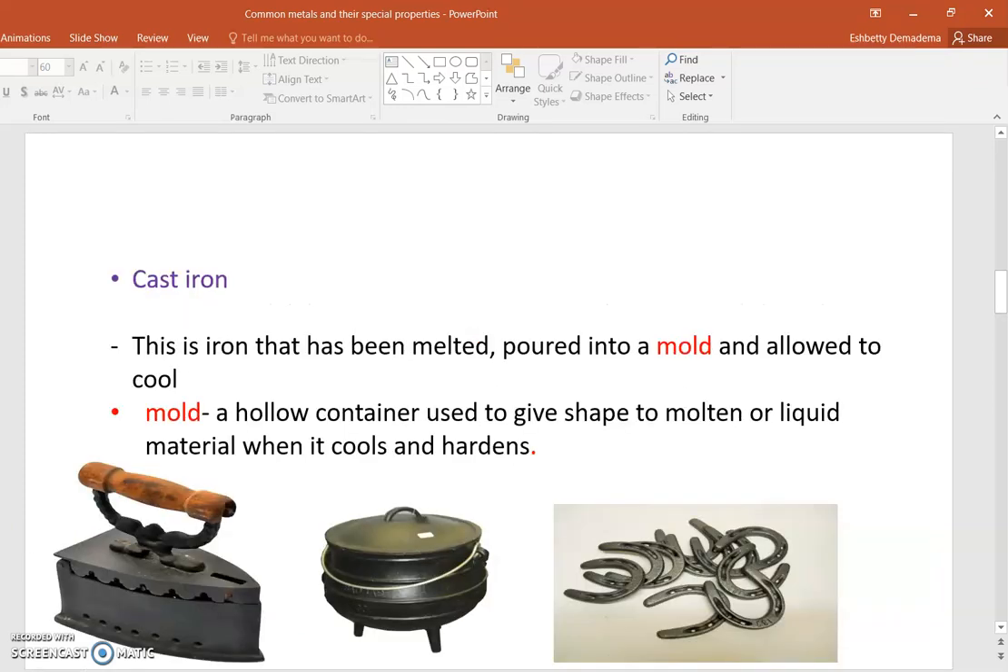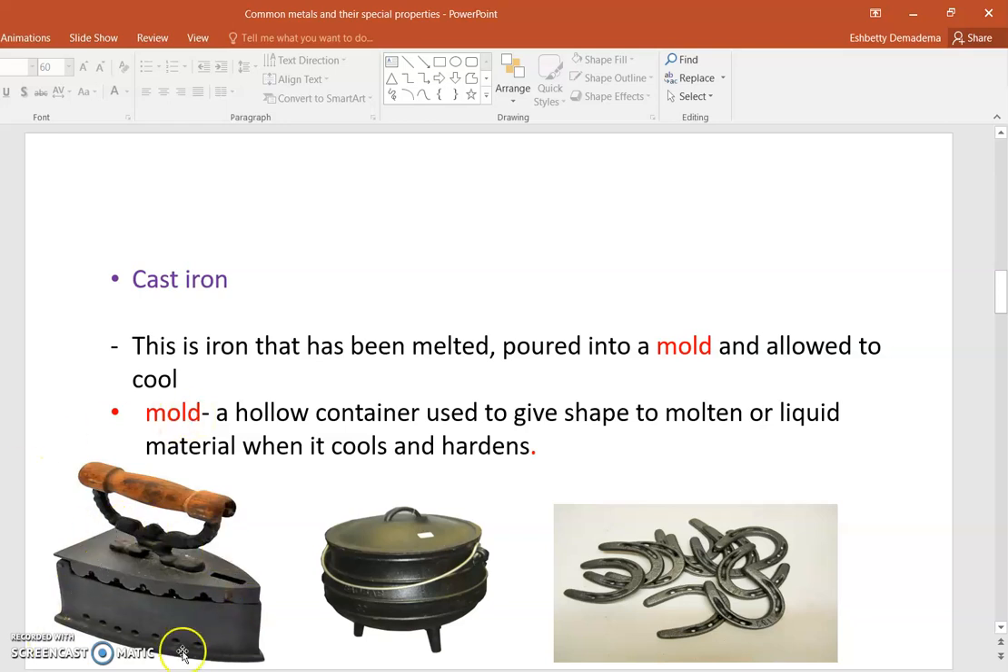Alright, our next one is our cast iron. We're still dealing with iron. Cast iron, this is iron that has been melted, poured into a mold, and allowed to cool. What is a mold? A mold is a hollow container used to give shape to molten or liquid material, which hardens when it cools. So you melt your iron into a liquid state, and then you pour that liquid iron into a mold. A mold is like a container with a shape.